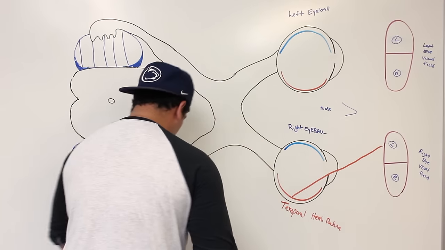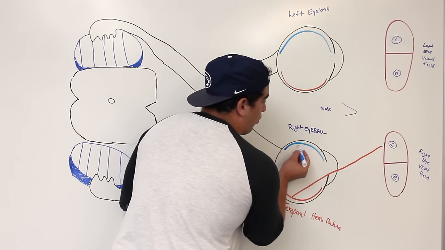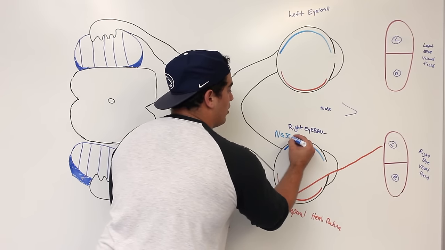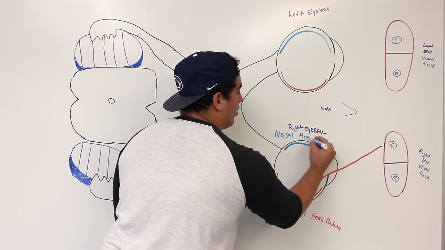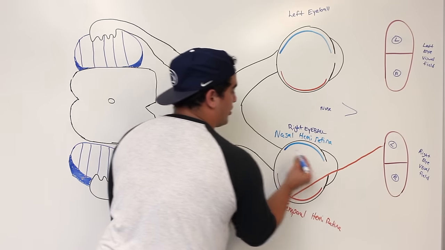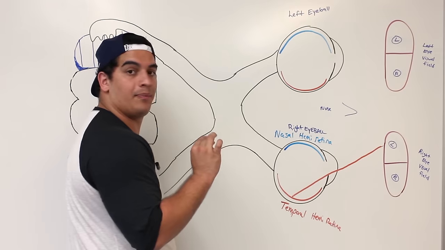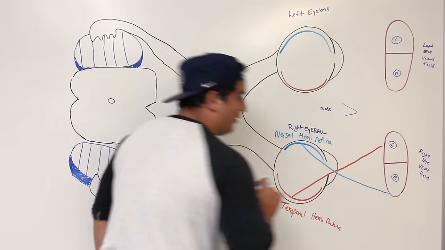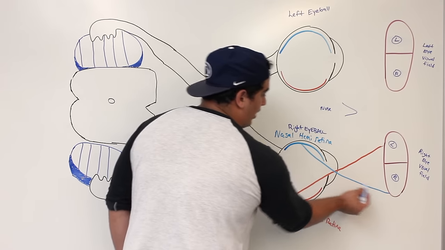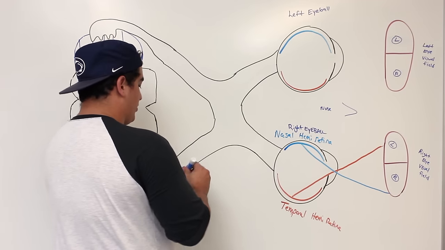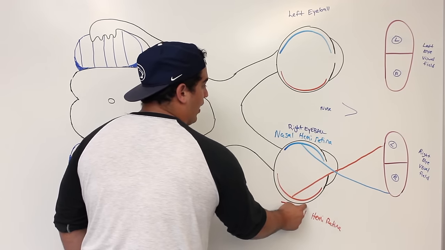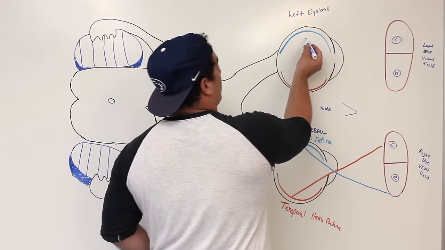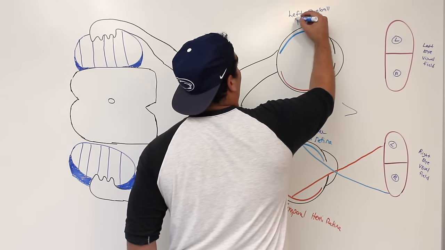But then, what is this one? This one is close to the actual nose, so this is called the nasal hemiretina, and this is called the temporal hemiretina. The nasal hemiretina is receiving light from the right visual field. So just to make sure we're clear, the left visual field hits the temporal hemiretina, and the right visual field hits the nasal hemiretina. Sweet deal. Same thing would happen up here. What would this one be? This one right here would be the temporal hemiretina.